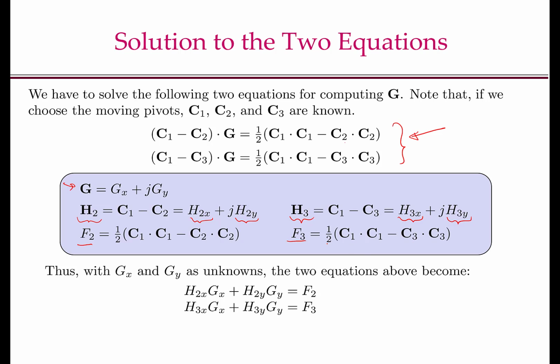So with this new notation, this system of equations becomes this system of linear equations: H2x gx plus H2y gy equals F2 and H3x gx plus H3y gy equals F3, with my unknowns as gx and gy, and all the coefficients and the right hand side known. And you can solve for gx and gy.